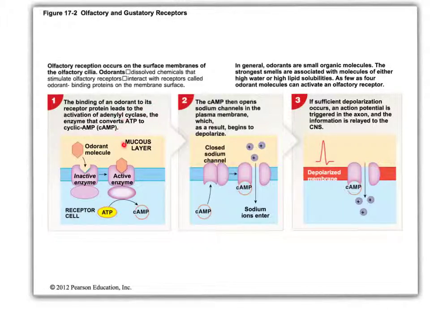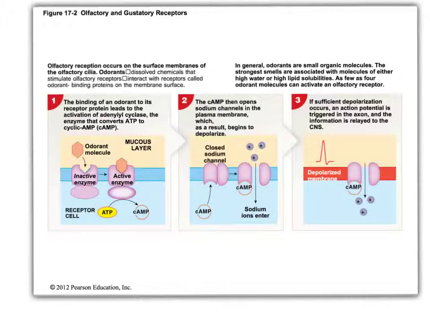So the odorant molecules attach to their receptors, actually an enzyme which activates the conversion of ATP to cyclic AMP, and cyclic AMP at the other end of the cell is going to open some sodium channels. As the sodium enters, that starts a nerve impulse, and so you can see the nerve impulse here.